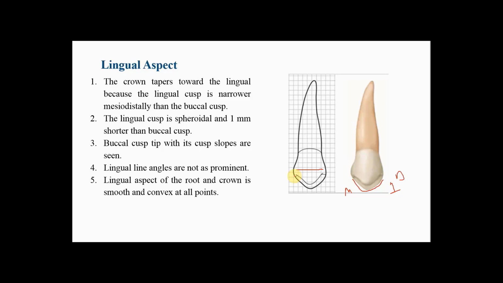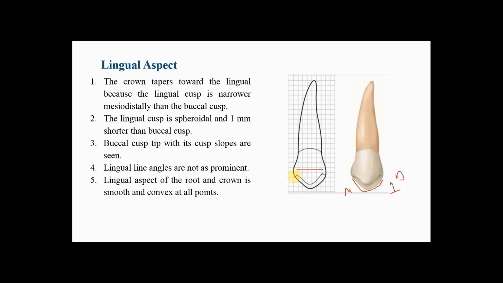The lingual cusp is spheroidal in shape, so it has a less prominent outline compared with the buccal cusp, and it's 1 mm shorter than the buccal cusp, as mentioned earlier. Therefore, from the lingual aspect, the tip and the slopes of the buccal cusp can be seen. You can see the mesial and distal cusp slopes and the tip of the buccal cusp from the lingual aspect, because the buccal cusp is longer than the lingual cusp. The lingual outlines, as mentioned earlier, are not as prominent. Finally, the lingual aspect of the crown is smooth and convex at all points.